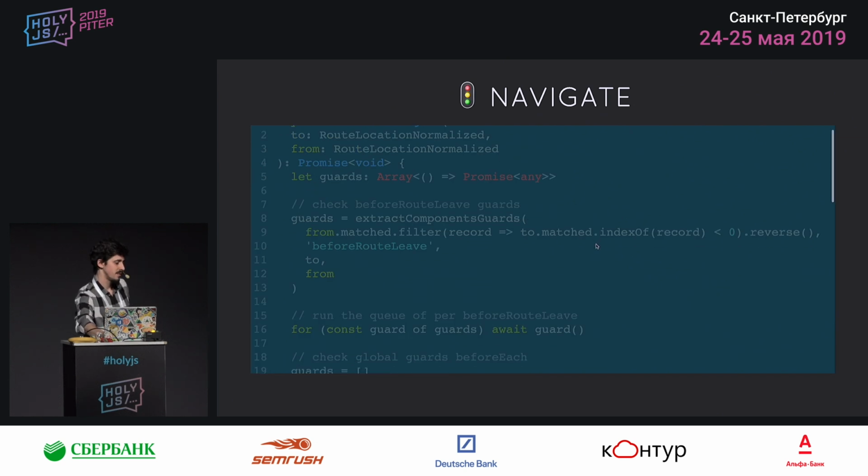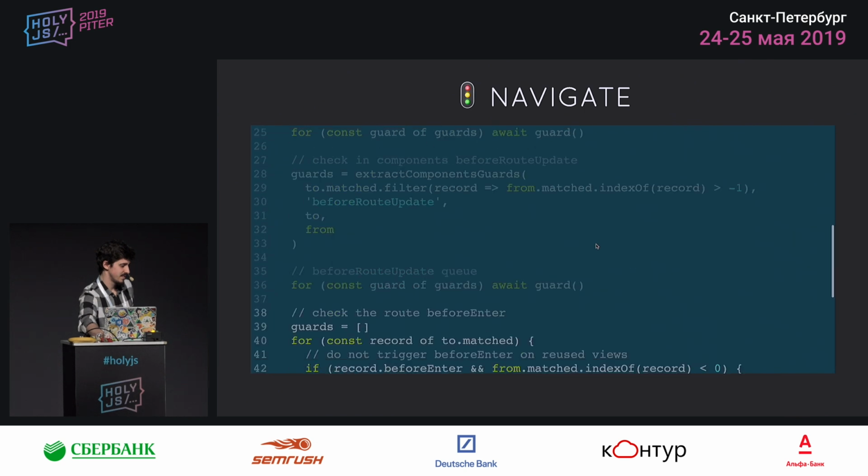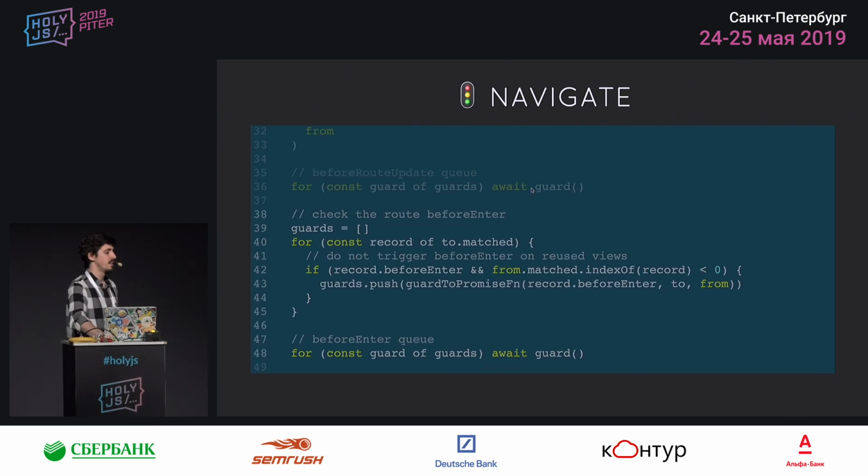I'm just going to scroll like this. Then we have the await again with the for loop, because it's just the same thing, and every time we are emptying at the beginning. And this is the before enter, so those are the ones that we have in the record, and you can see that the logic is pretty much the same.